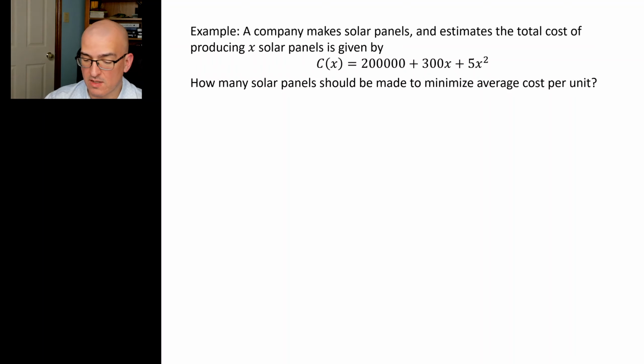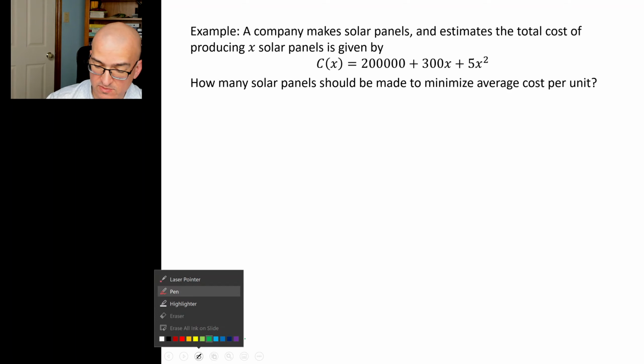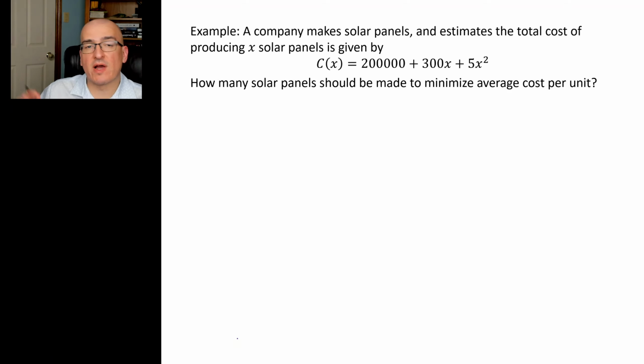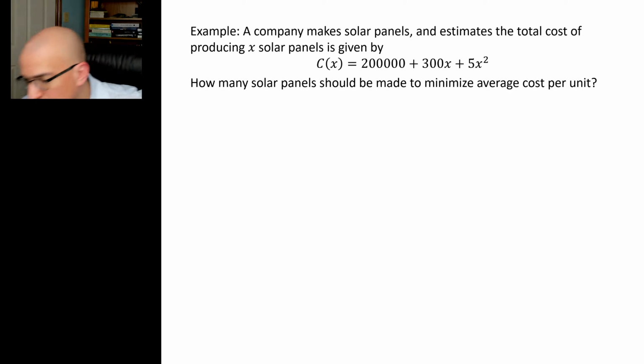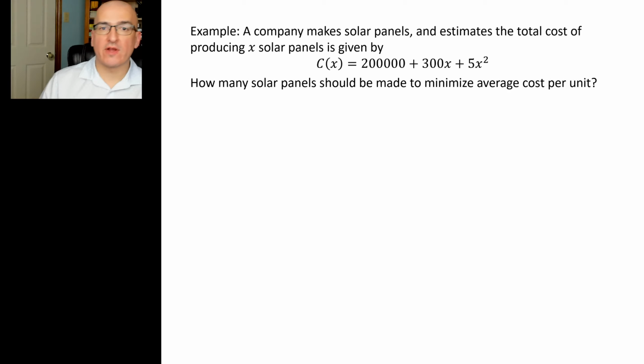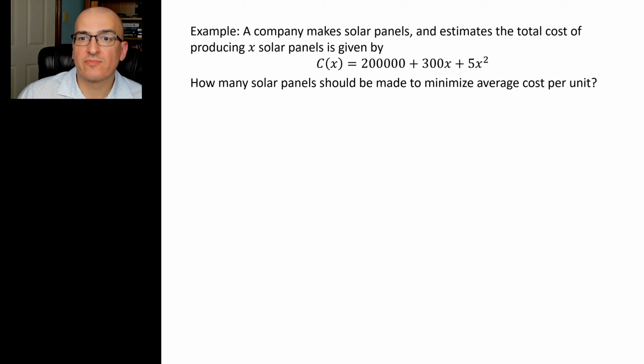Okay, welcome back. The business optimization section so far has centered on maximizing profit. We're going to look now at another type of problem, where instead we're going to minimize average cost per unit. And it ends up requiring a formula we haven't used yet.